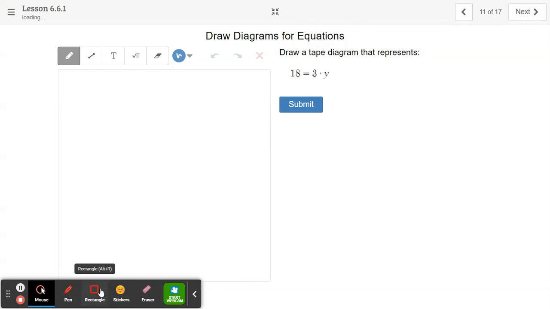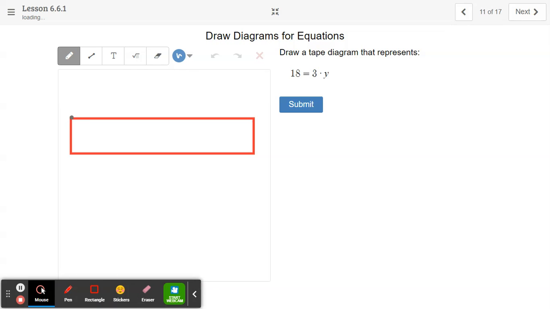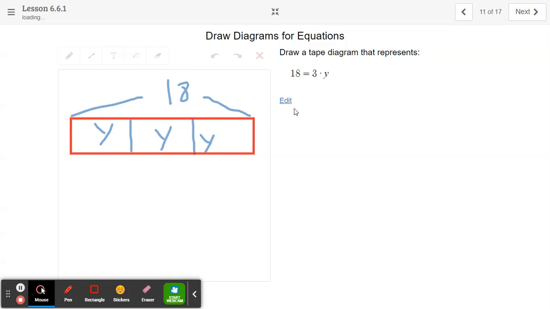For this one, again, it's showing 18 total. So I know I can show that the total is 18 by doing this, and it equals 3 times y. When I see that, I know I have 3 y's. So I could chop my box into 3 equal groups, because y is going to be worth the same. And this is showing our bar model.